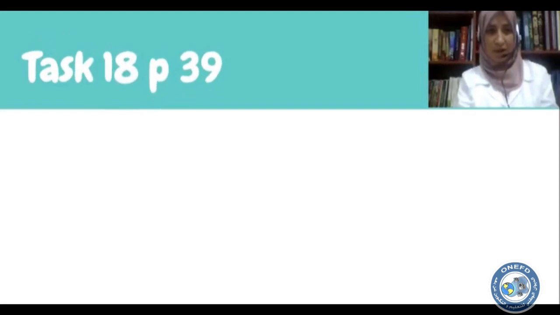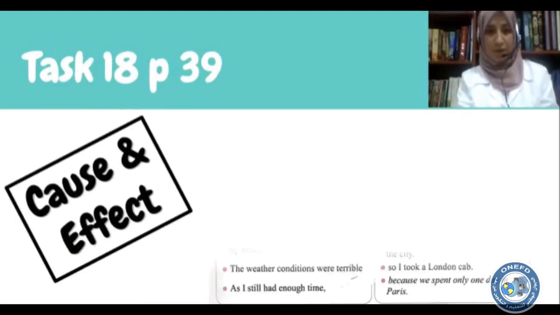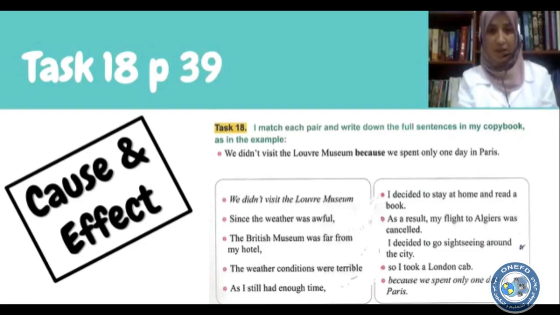Now please open your books on page 39, task 18. So here we have the task. I read. I match each pair and write down the full sentences in my copybook, as in the example. So here we have pairs of sentences. We have the first column and we have the second column. And you are going to match each sentence from the first column with a sentence in the second column in order to form a full and correct sentence.